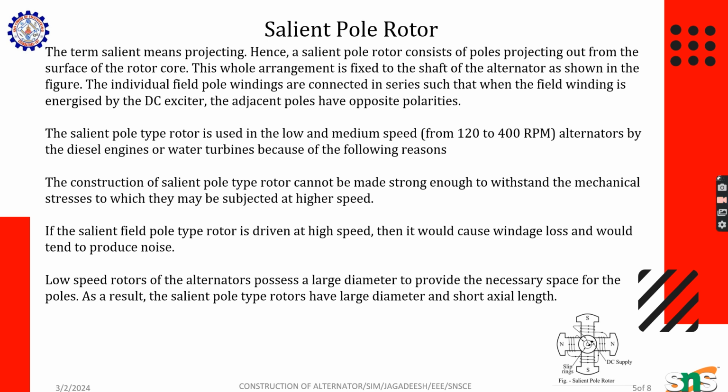If the salient pole rotor is driven at high speed, it would cause damage to the winding and also produce much noise. So this will be preferable for low speed, and the rotor has a large diameter and short axial length.